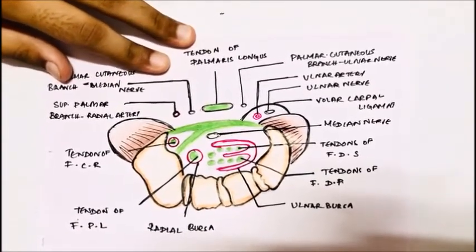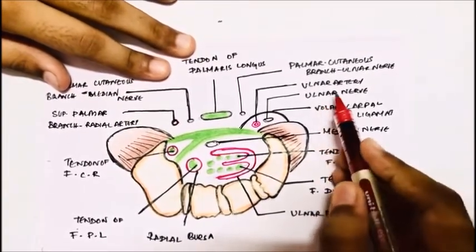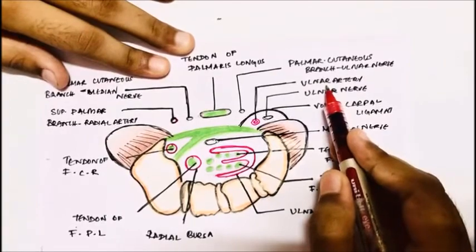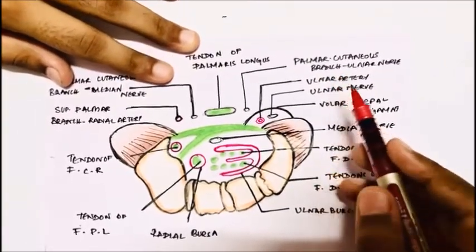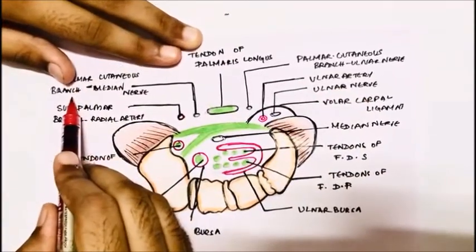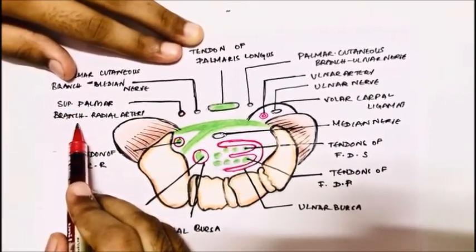Now let us move on to its relation, which is the structures passing superficial to the flexor retinaculum, from the medial to the lateral side. These are the ulnar nerve, ulnar artery, palmar cutaneous branch of the ulnar nerve, tendon of the palmaris longus, palmar cutaneous branch of the median nerve, and the superficial palmar branch of the radial artery.